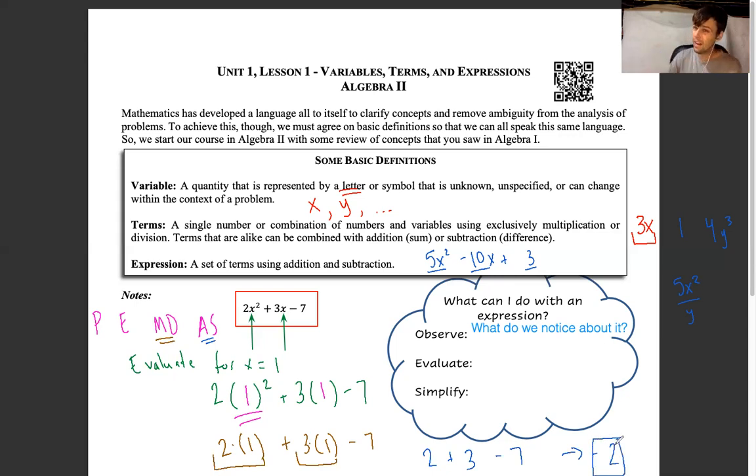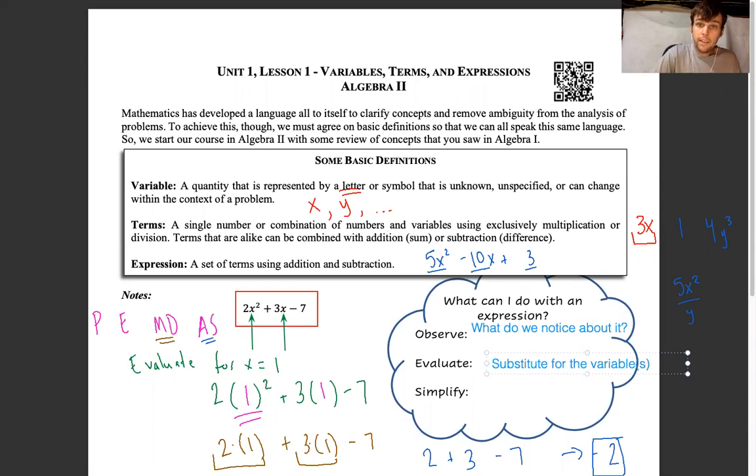So this is all evaluating. We substituted a number in place of our variable to evaluate the expression. You can evaluate expressions for any number that you want. I'm going to go ahead and put that word in there, substitute. That's what's happening here. Substitute for the variable or variables, depending on how many there are.